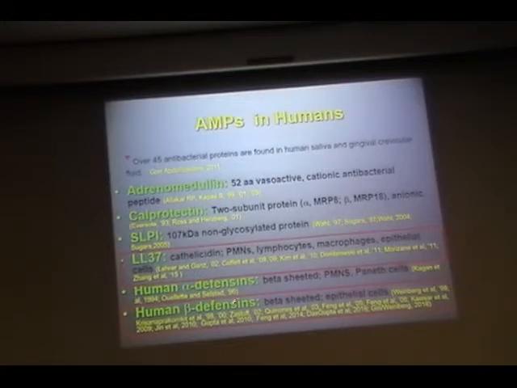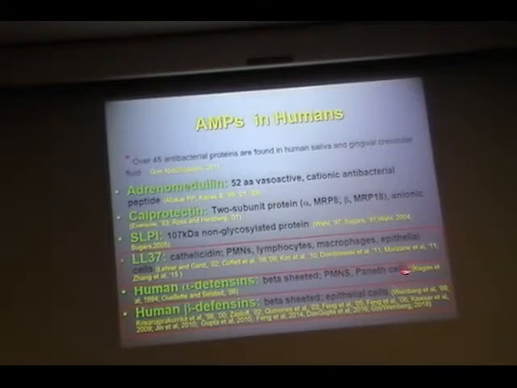Then there's the alpha and beta defensins. The alpha defensins, as well as the beta defensins, are beta-sheeted. I'll show you what a beta-sheeted molecule looks like. The human alpha defensins, in difference to the beta defensins, are found in PMNs. So they're not produced by epithelial cells. The beta defensins are produced by epithelial cells.